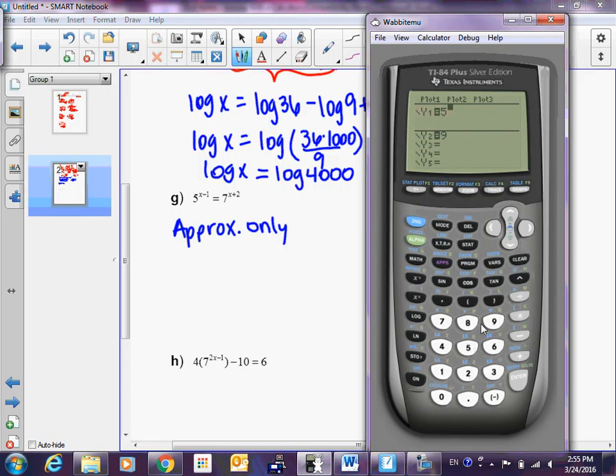So we would do 5 caret, and if you don't have the updated version here, you're going to have to put parentheses x minus 1. If you have the updated version, you get to just put x minus 1 up there. It does the exponent for you. And then x plus 2.